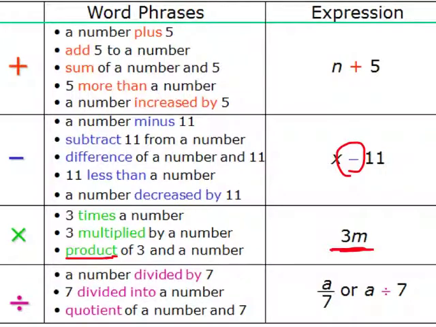And for division, a number divided by 7, and we know that we can write that 2 different ways, as a fraction or as the standard form that you're used to. 7 divided into a number. Now this may be hard for you because a lot of you say division backwards. And then the quotient of a number and 7. Quotient is the answer in a division problem.